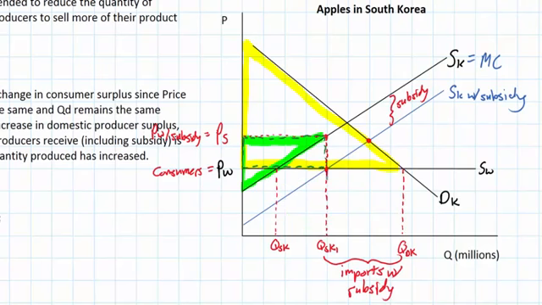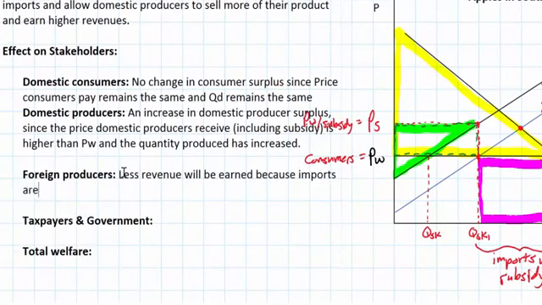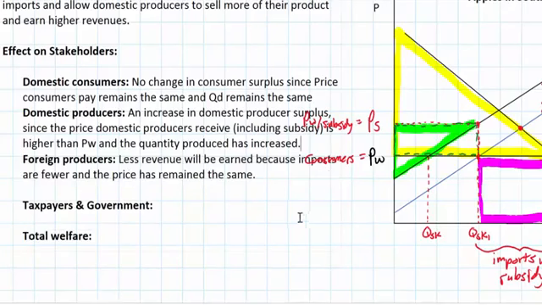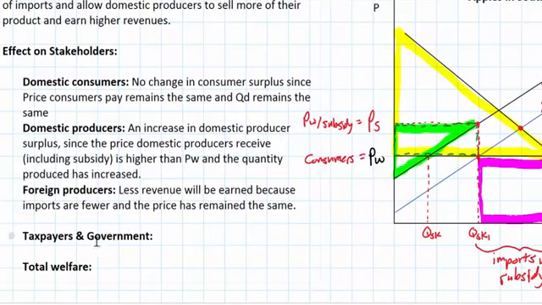So the area of foreign producer revenue is now a smaller quantity of imports times the same price. So the purple rectangle has shrunk. Foreign producers are worse off. They'll earn less revenue because imports are fewer and the price has remained the same. So total revenue is found by multiplying the price times the quantity. And since the quantity has decreased, foreign producers experience less revenue following this subsidy than they did before.